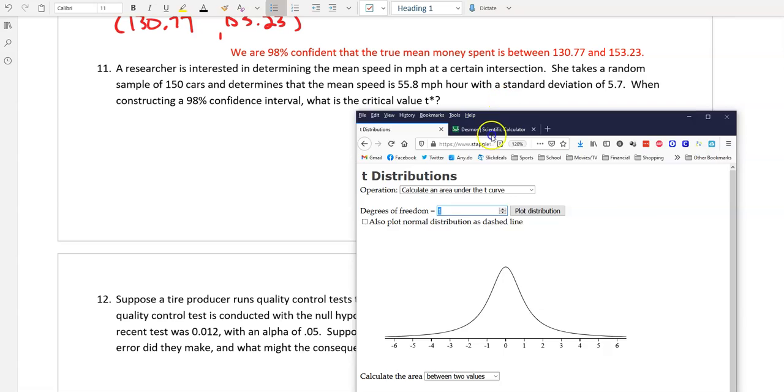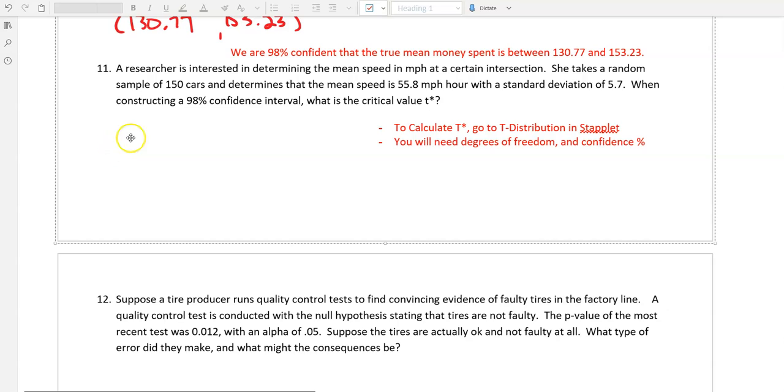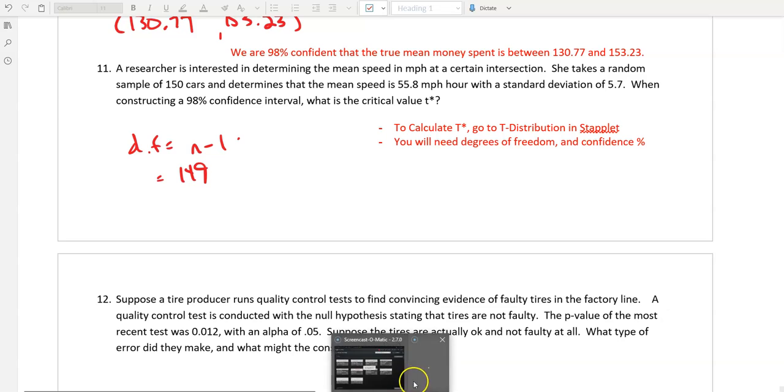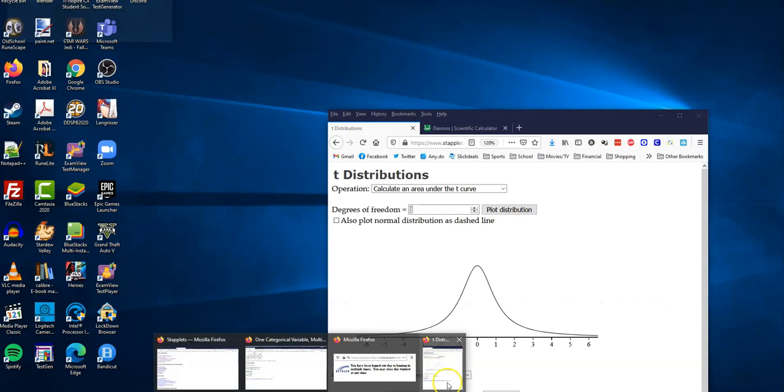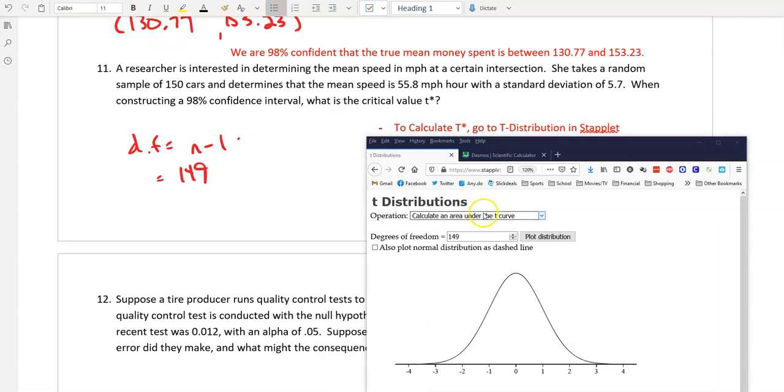And the degrees of freedom is going to be 149. Oh yeah, degrees of freedom is n minus 1, so you have to know that as well. N minus 1, which is 149. So plug that right there. I put 149 in for degrees of freedom.